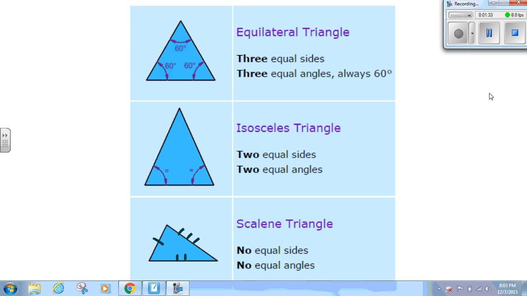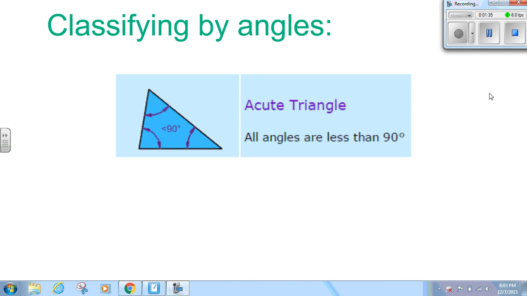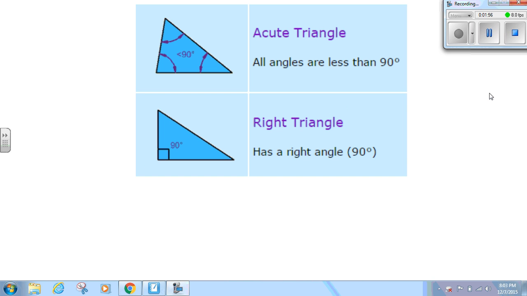Okay, next we're going to talk about classifying triangles by angles. So the first triangle is called an acute triangle, where all the angles are less than 90 degrees. So in the picture you can see each of those are going to be smaller or less than 90 degrees. Next, we're going to look at a right triangle, which just means that it has 1 right angle. And a lot of times that's shown with the box in the corner.